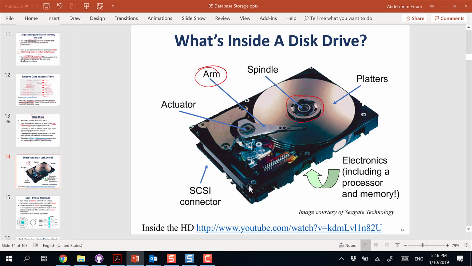So there is a mechanical part here. It's a physical movement. It's not electric or electronic, which is super fast. This is mechanical. That's why this disk movement, this arm movement, takes time. It's a costly operation. Okay.